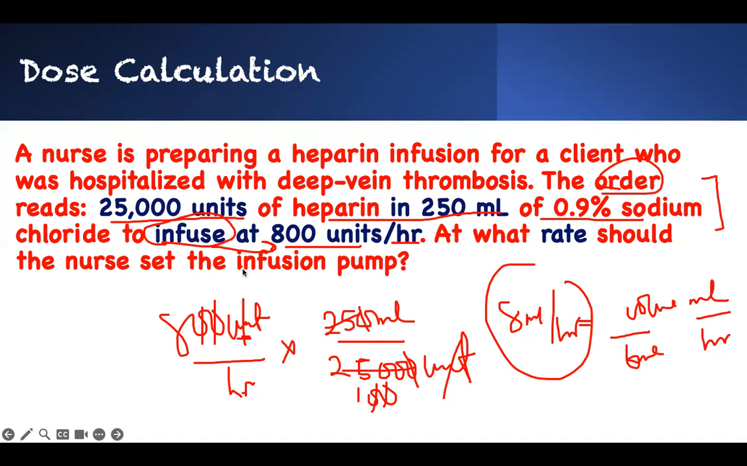This is how you can set the infusion pump so that they can get whatever they need to get based on what is given. So you set the pump just in ml in an hour. But they've given you units, so you just convert the 800 units into ml, which is 8 ml every hour. That's how the patient will get it based on the calculation. Straightforward.